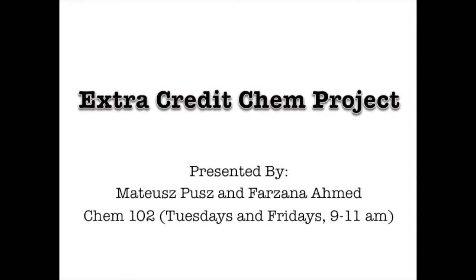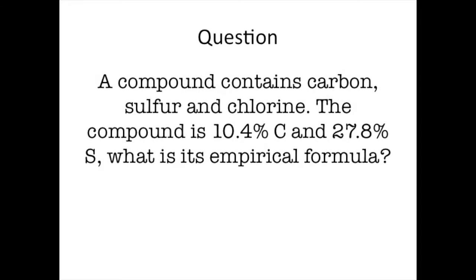In this question, we encounter a similar problem. We also want to know the empirical formula. However, we have carbon, sulfur, and chlorine in this compound. We know that 10.4% of carbon exists, 27.8% of sulfur exists, but we do not know the amount of chlorine that exists in this compound.